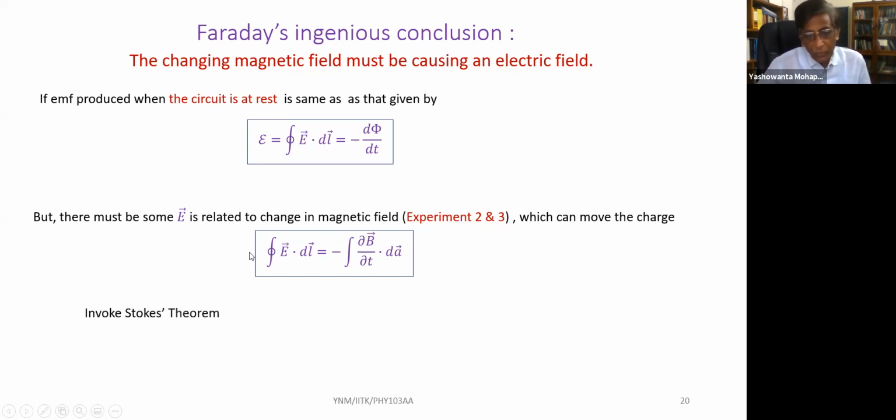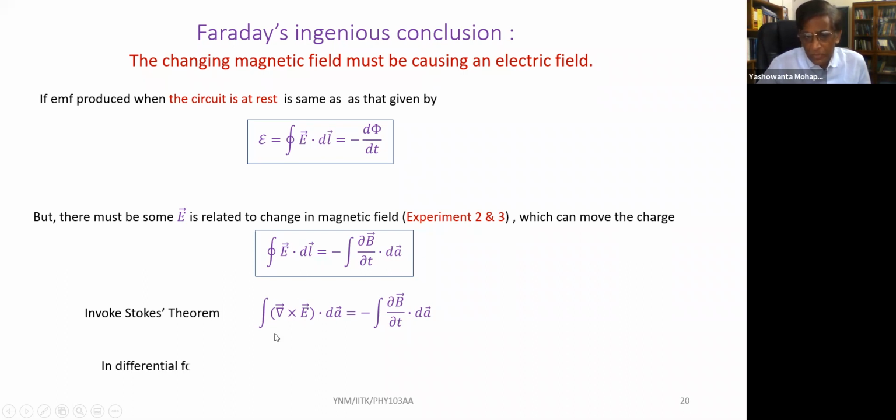So we can invoke now Stokes' theorem. This is a line integral. I can convert it into a surface integral. On the right, I have a surface integral. So I can convert it, and that would be: the integral of curl of E dot dA is minus the integral of dou B by dou t dot dA. Remember, curl of E in electrostatics was 0. But here, one is attributing to curl of E a source of del B by del t.